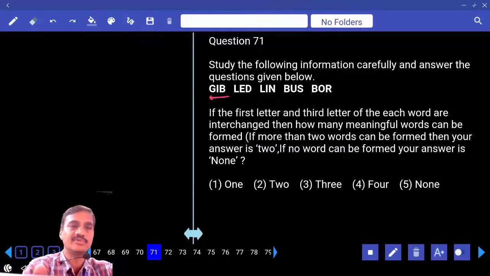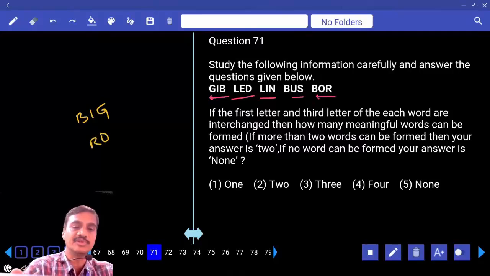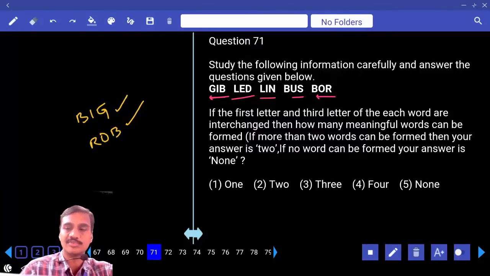Hence this GIB will become BIG, a meaningful word, and DEL, NIL and SUB, SUB is a word or not, and ROB, ROB is a word. And so how many meaningful English words that can be formed? 2 meaningful words. BIG and ROB are the 2 words that can be formed, that is choice 2 to question number 71.